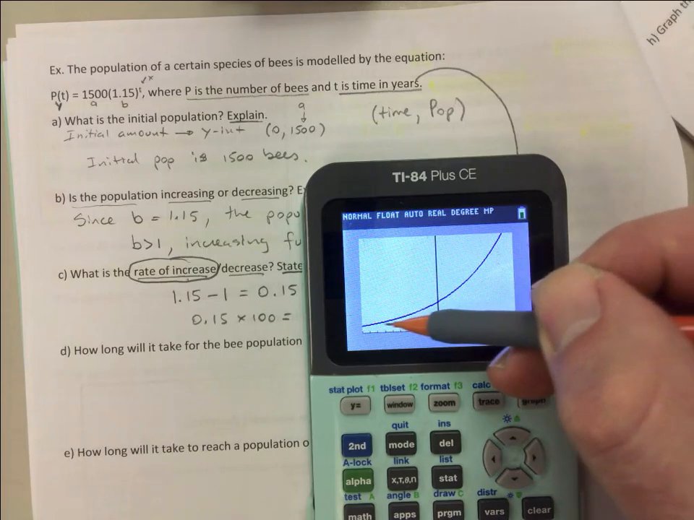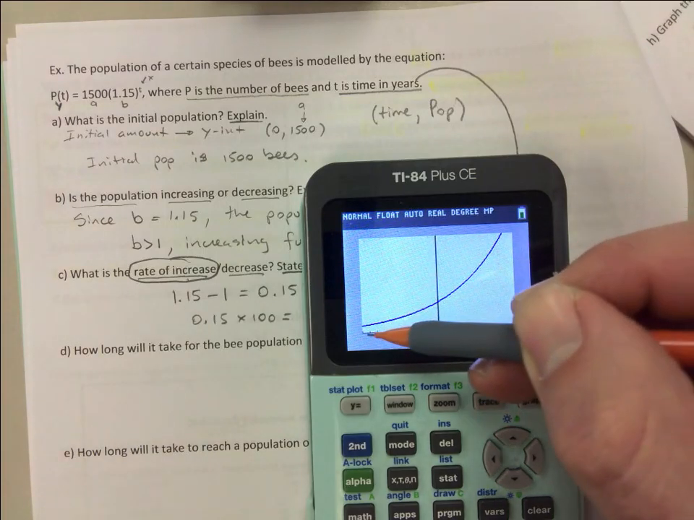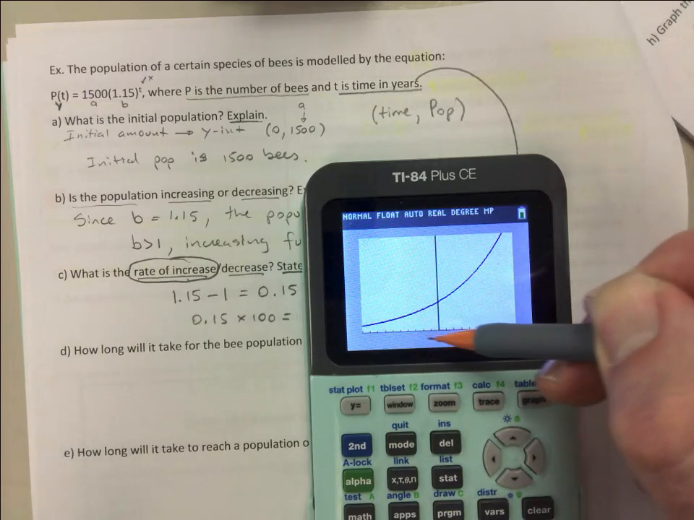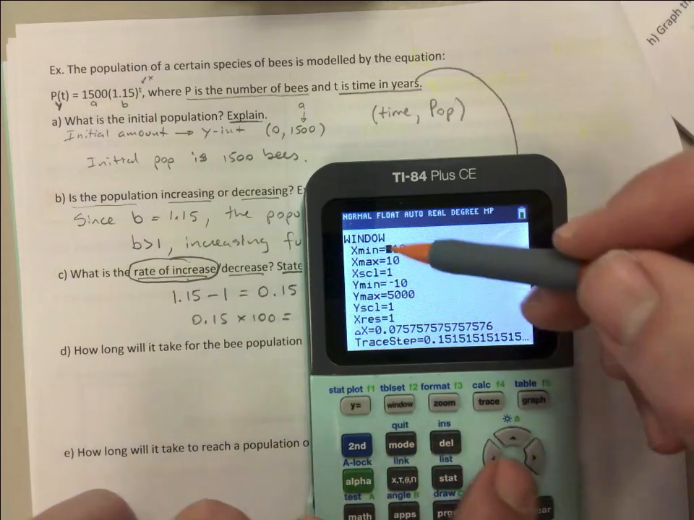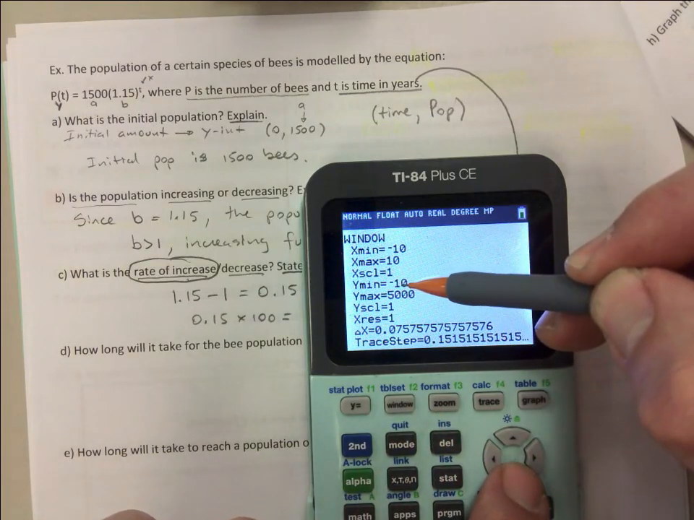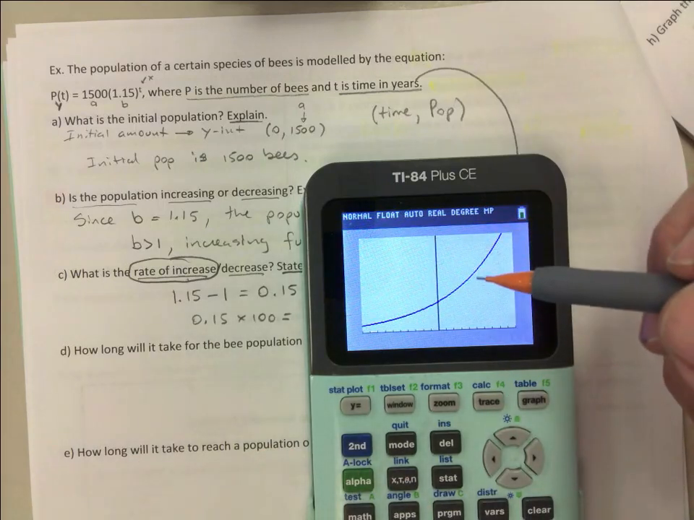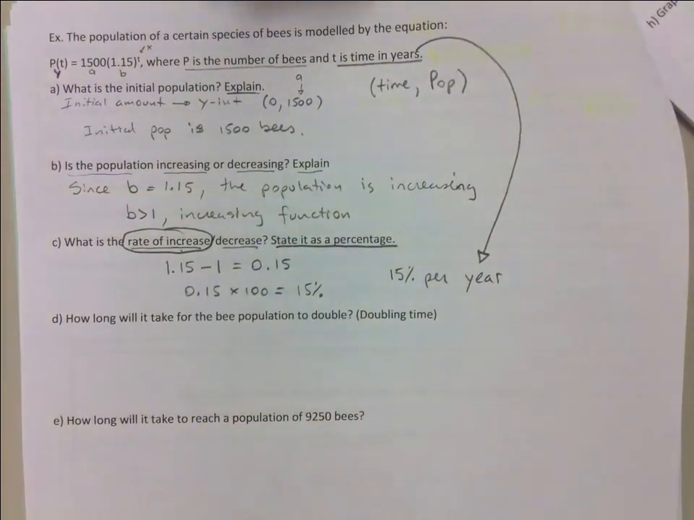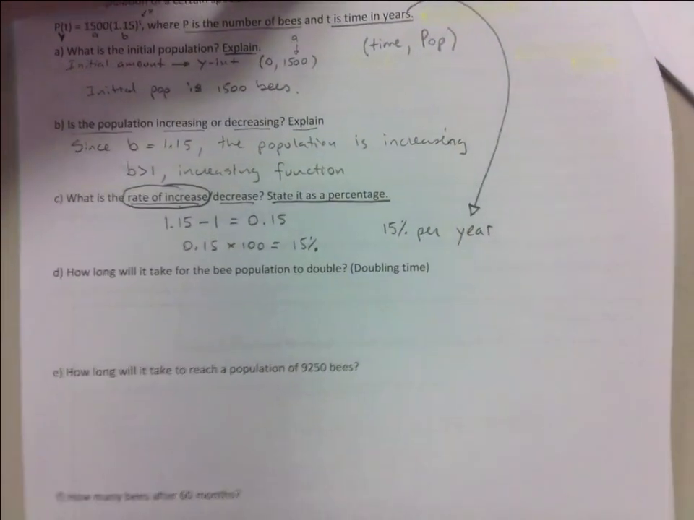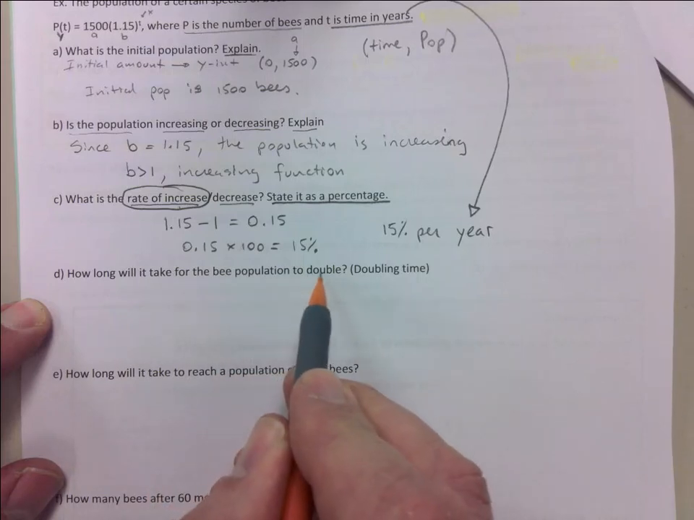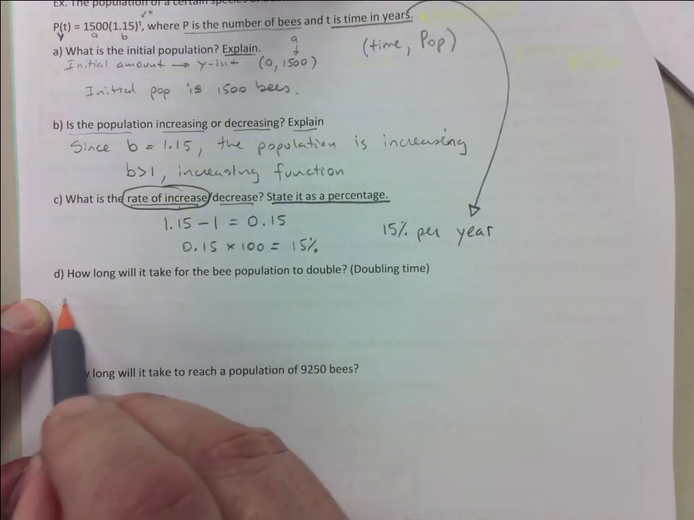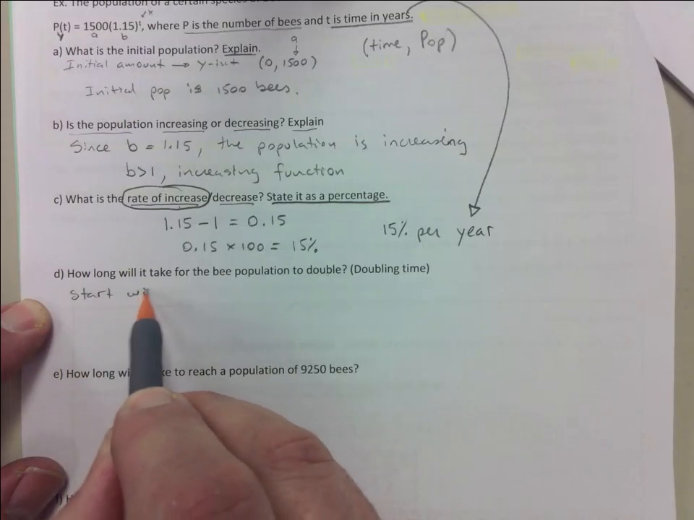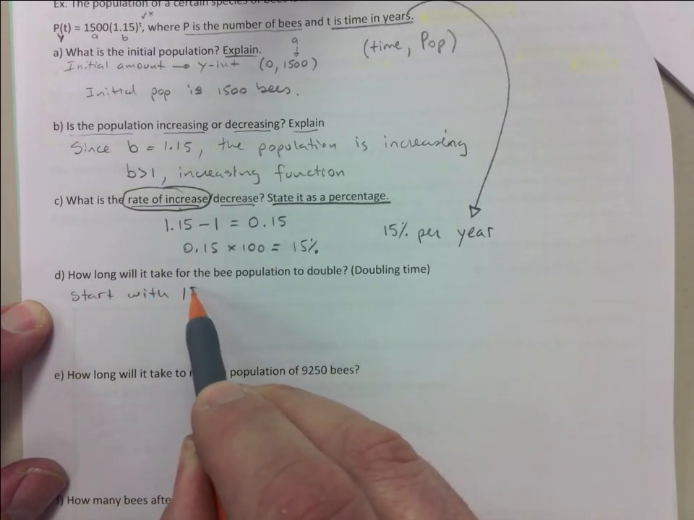Do I care about this portion right now within this context? I don't. Because time here is negative, because remember the x-axis is your time. I'm just going to check, is my x min negative and my y min negative? That is always important. Okay, so this is a pretty good graph. We can work with that. Now let's go back to this question here. How long will it take for the bee population to double? Doubling, right? How much do we have to start? 1,500 bees, right?